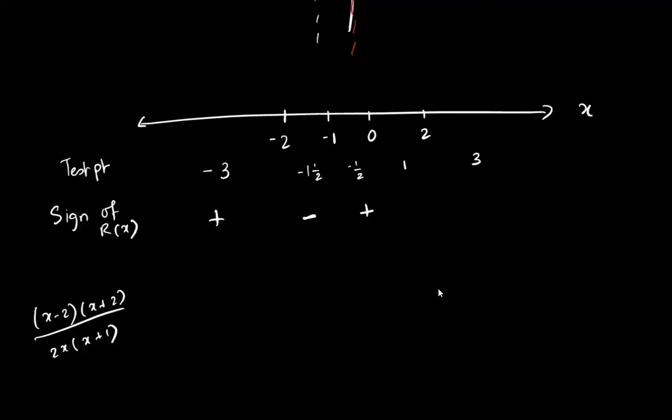Then I put 1 in the place of x. 1 minus 2, negative. 1 plus 2, positive. 1, positive. 1 plus 1, positive. So overall, a negative, because negative times a positive is a negative, positive times a positive is a positive, negative over a positive is a negative. Next, I am going to plug in 3. 3 minus 2, positive. 3 plus 2, positive. 3, positive. 3 plus 1, positive. So they're all positive. So this is what I have.